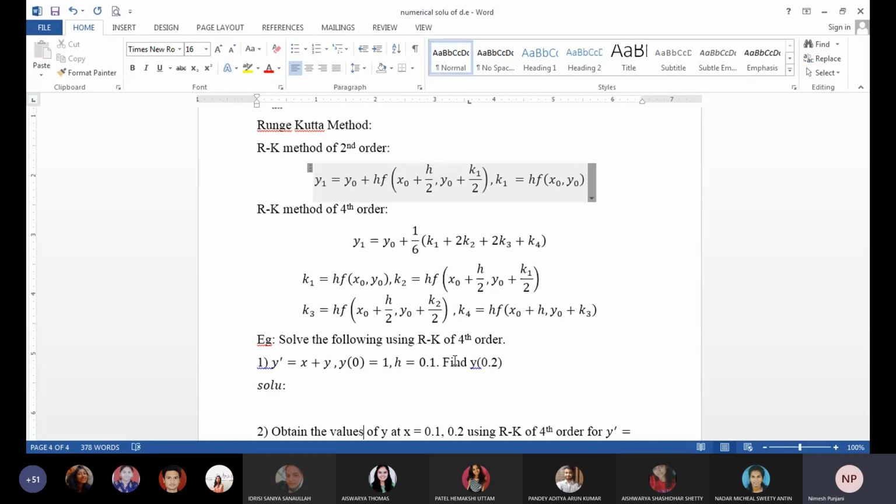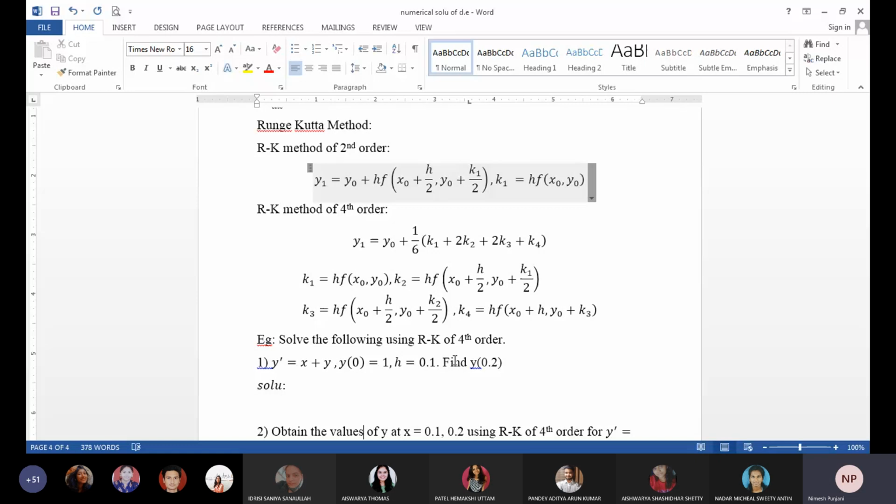RK of second order का जो y1 है, it's nothing but your modified Euler's method का formula. Okay, the first iteration of RK of second order है, that is same as your modified Euler's method. So these are the formulas for your RK of second order and fourth order. Both are iterative methods. As I said, you will have to replace y0 with y1, x0 with x1 for your second iteration and so on.